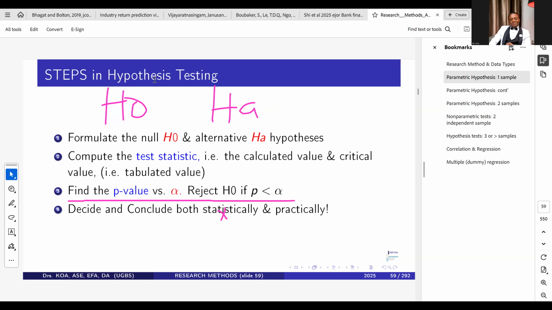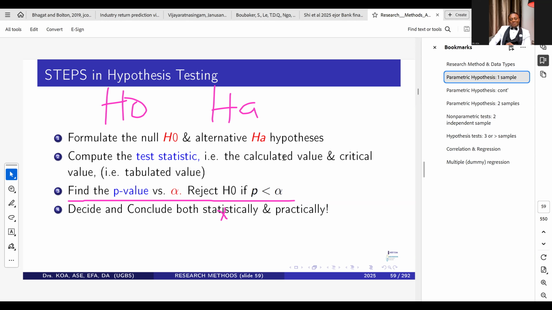Step 4. Decide and conclude statistically and practically. We will go through these steps as we move on. But I want to just put on record the difference between the p-value and the alpha.